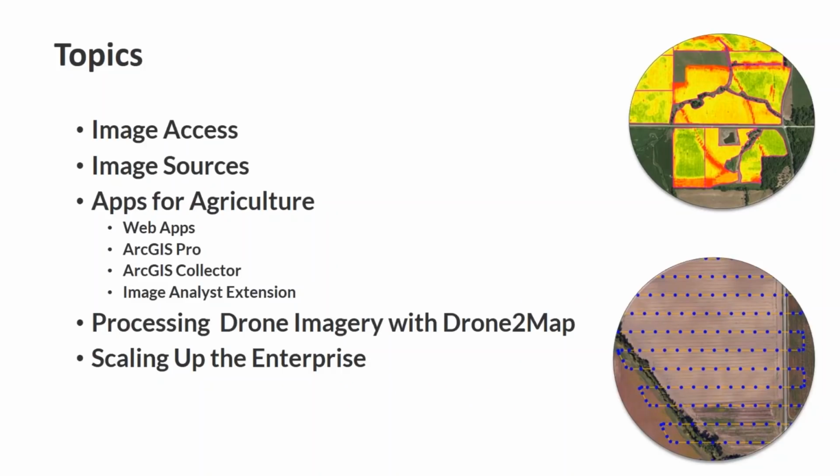Thank you, Charlie. So the topics I'm going to cover are about access to imagery, something about the different sources that are available to you, different types of applications that can be used specifically for agriculture, then talk a little bit about processing of drone imagery, and then how do we actually scale that up into the enterprise. First, let's actually look at some of the concerns about using imagery in agriculture, or rather the variables that exist.